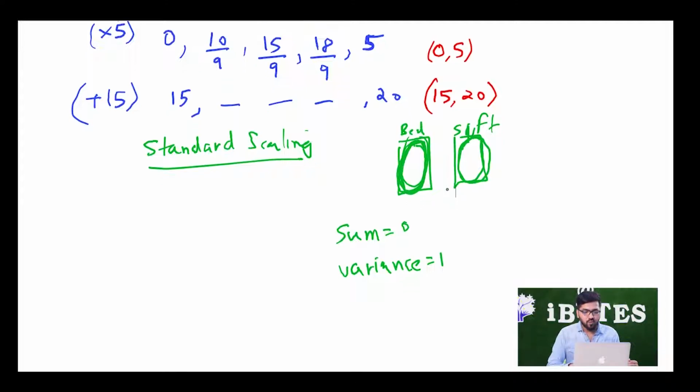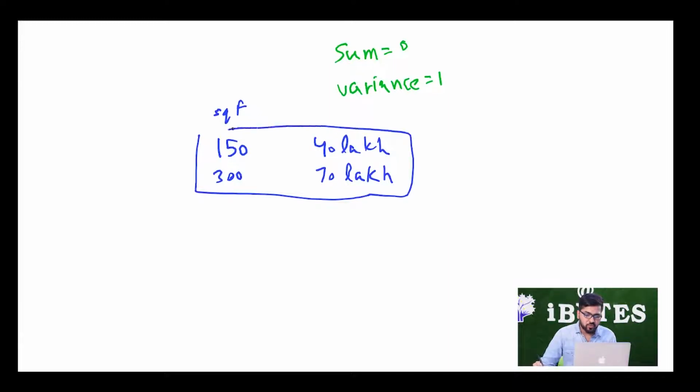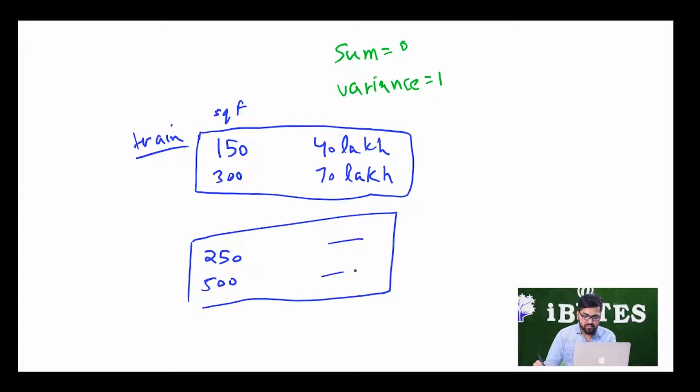One last thing, and a very important thing that I want to discuss with you about scaling. Let us say our data set looked something like this. We had 150 square feet and 300 square feet. The 150 square feet house was at a price of, let us say, 40 lakh, and 300 square feet was at a price of 70 lakh. Now 2 points come to me, that is testing points. These are my training points obviously, and the testing points that come to me are 250 and 500. Let us say I have to predict the price values for these.